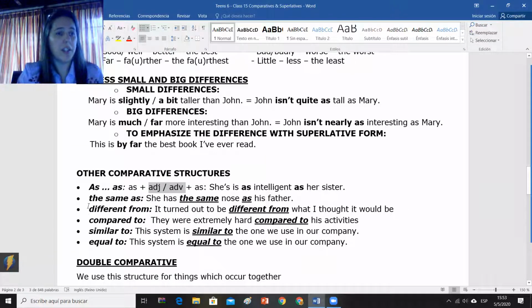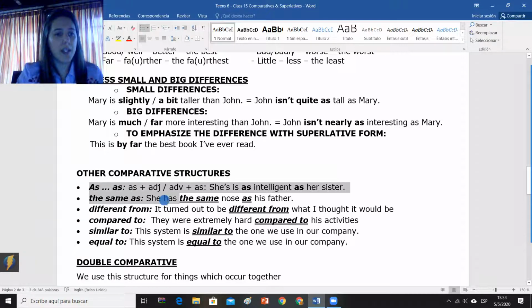Another way to compare is to use the expression the same as. She has the same nose as his father. Different from. It turned out to be different from what I thought it would be. Compared to. They were extremely hard compared to his activities. Similar to. This system is similar to the one we use in our company. Equal to. This system is equal to the one we use in our company.